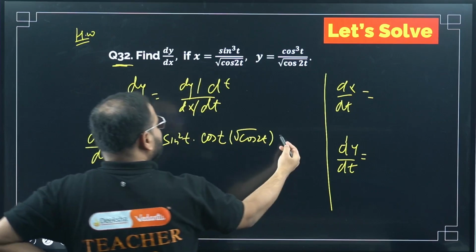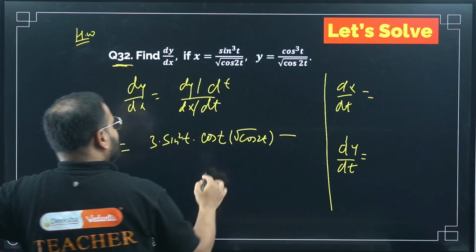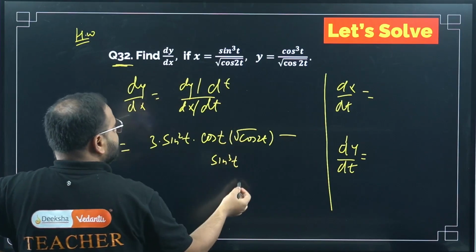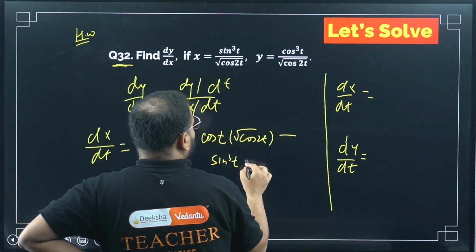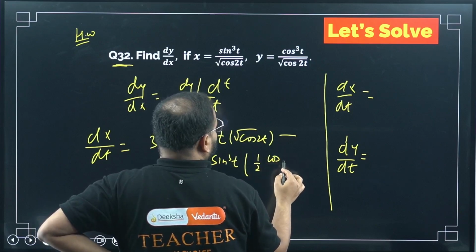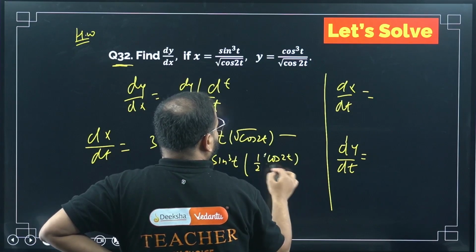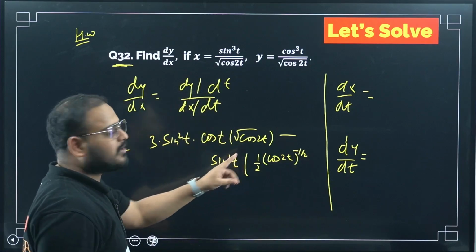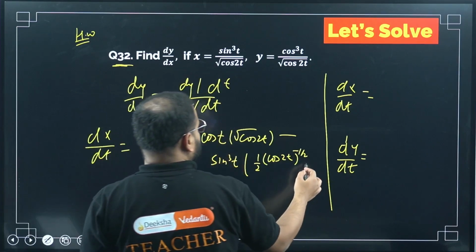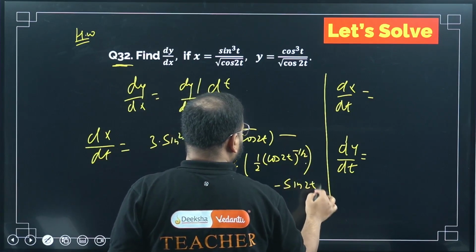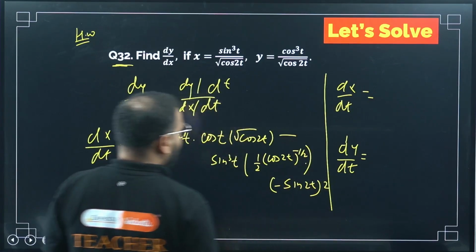Now next comes the minus sine. Now I'll keep sine cube as it is, and differentiate this part, cos 2t. It will become 1 by 2 cos 2t to the power minus 1 by 2, because 1 by 2 minus 1 will be minus 1 by 2, and times minus sine 2t times 2. Yes or no? Please check.